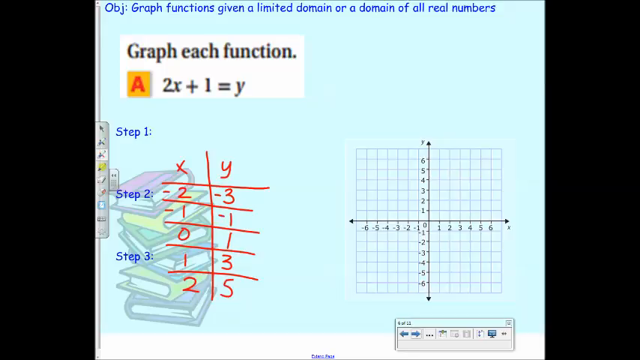I graph it. So my first point is negative 2, negative 3, which starts right here. My next point is negative 1, negative 1, which is right here. My next point is 0, 1, which is up here. And then 1, 3. And last but not least, 2, 5. I'll say this, a lot of people are mixing up their 0, 1 point and plotting it at 1, 0. Remember, your x is first. So if the x is 0, that means you don't move over at all, you just move straight up. Is this a linear function? Yes. This is a linear function.